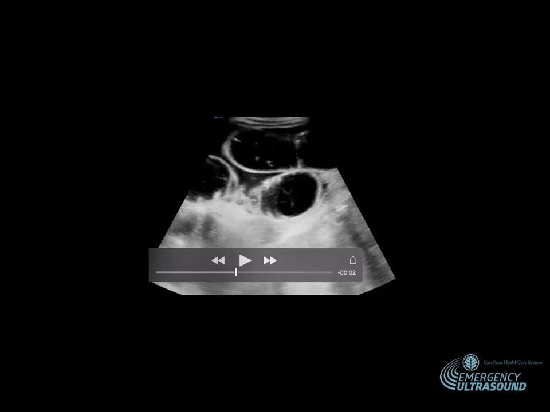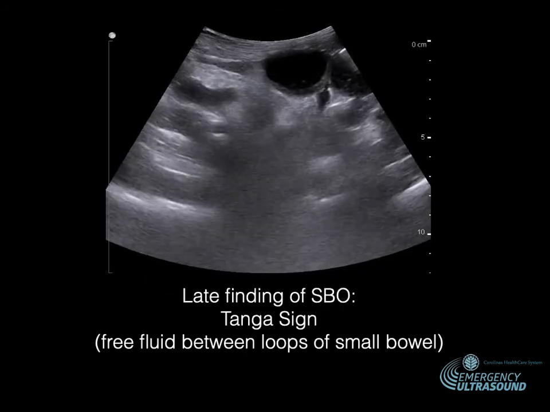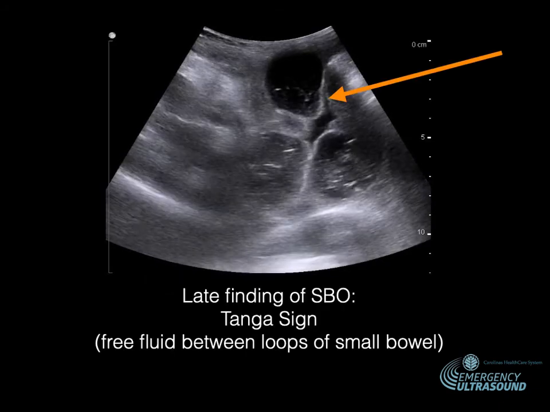Just another view of a small bowel obstruction. So we're seeing nice dilated loops of bowel right here, and we're actually starting to see what looks like some free fluid coming in between these loops of bowel. And free fluid in the abdominal cavity on ultrasound is going to have sharp borders. So immediately we're a little bit more concerned that maybe there's some fluid coming out. And we actually have a name for that. It's called the Tanga sign.